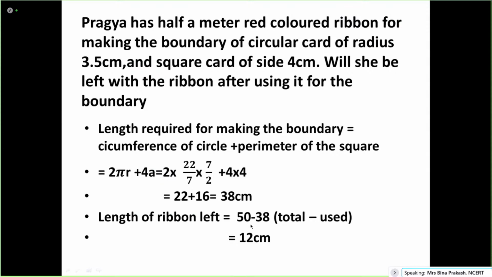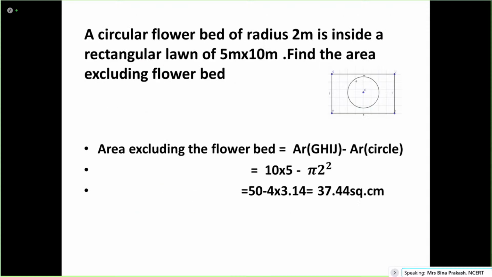So therefore, what is the length left? It is from half a meter. Half a meter कितना होता है? Half a meter is 50 centimeter. आप 50 centimeter से आप 38 centimeter हटा दीजिए because that has been taken out. वो use कर चुके हैं हम. So what is left is 12 centimeter. So this is the length of the ribbon that is left with her. Okay? So is that clear? This is a question which is related to the perimeter of the square as well as circle. Shall we move on to the next question?